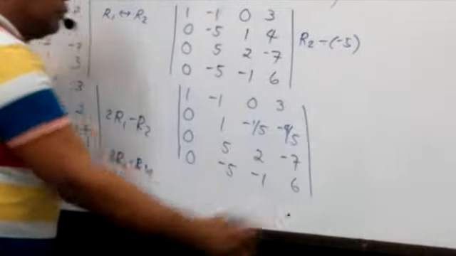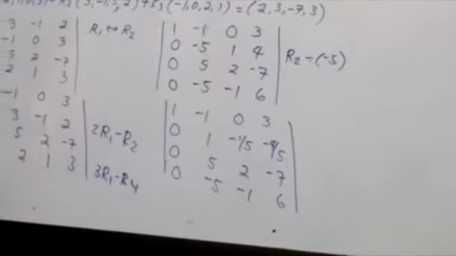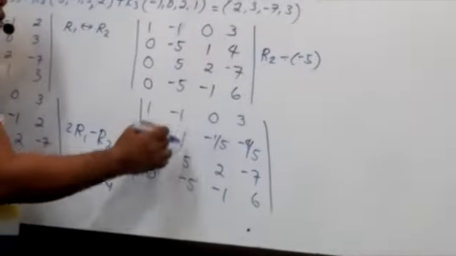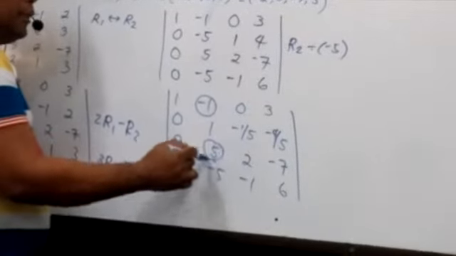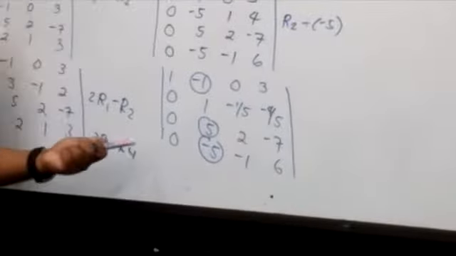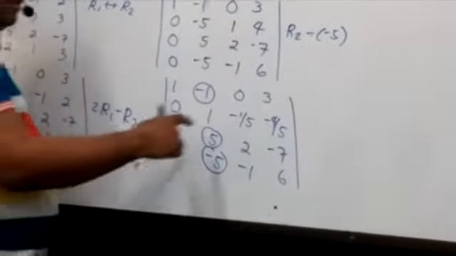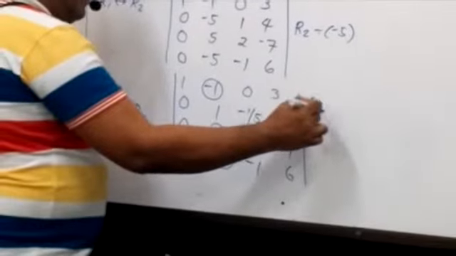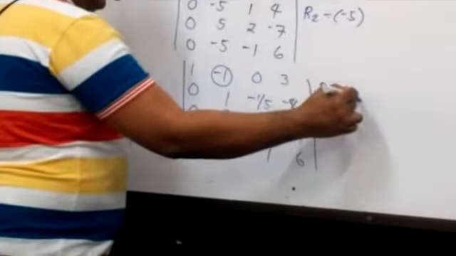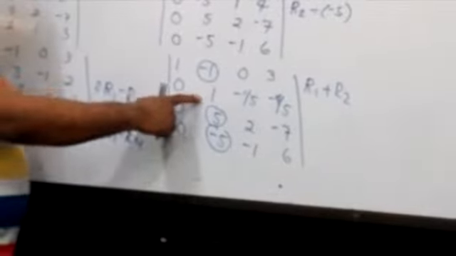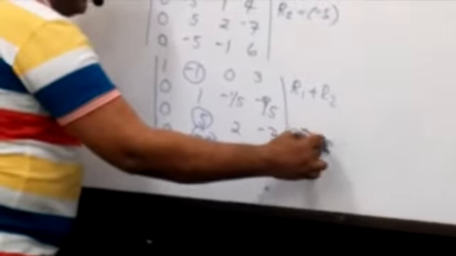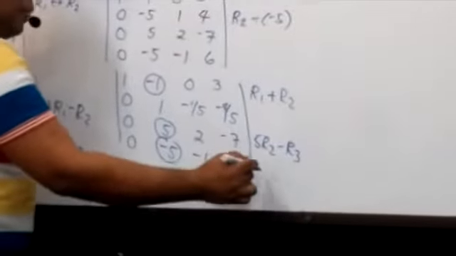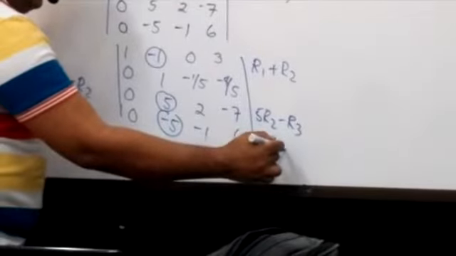So next, class, to make the other members of the second column become 0, what is then our operation for row 1? It will be R1 plus R2. You have 1 in your second column, class, which is okay. Then you have 5 R2 minus R3. Then you have 5 R2 plus R4.